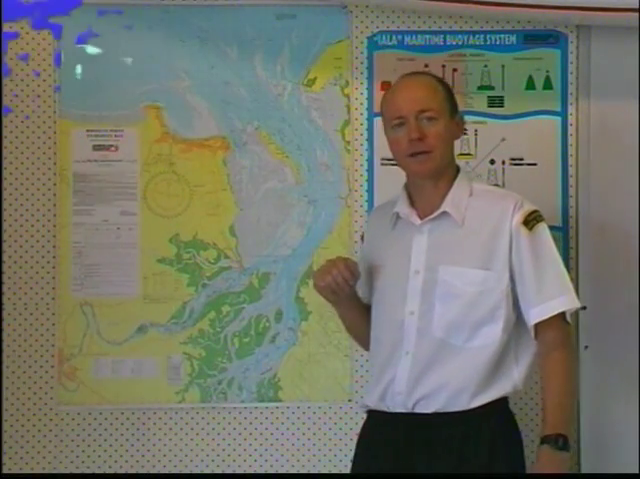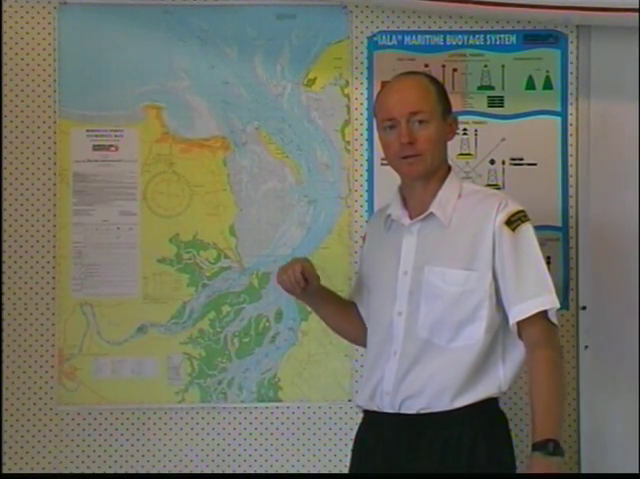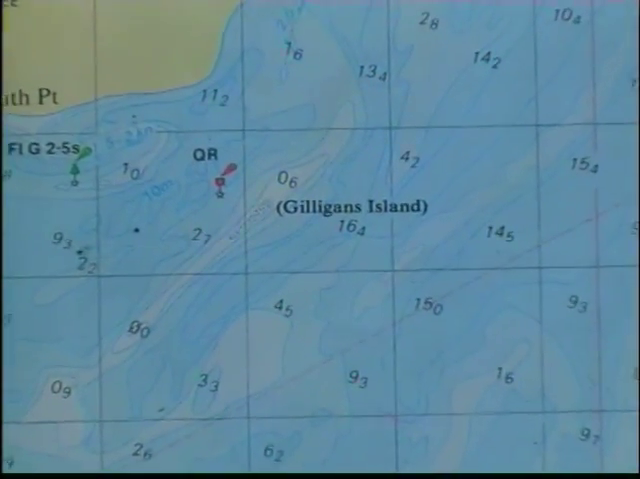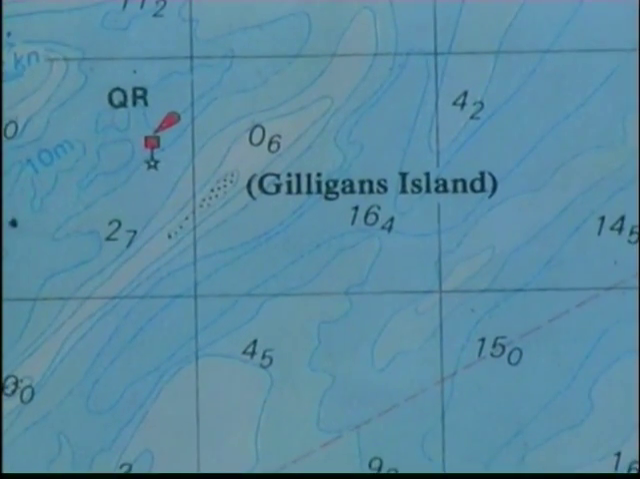Let's have a closer look at charts and see some of the other information which can be found on a chart. One of the things you first notice when you look at a chart is the numbers that are all over it. These numbers are the depths. On a metric chart, depths are in metres and tenths of metres, and on an Admiralty chart, the depths are in fathoms or metres.